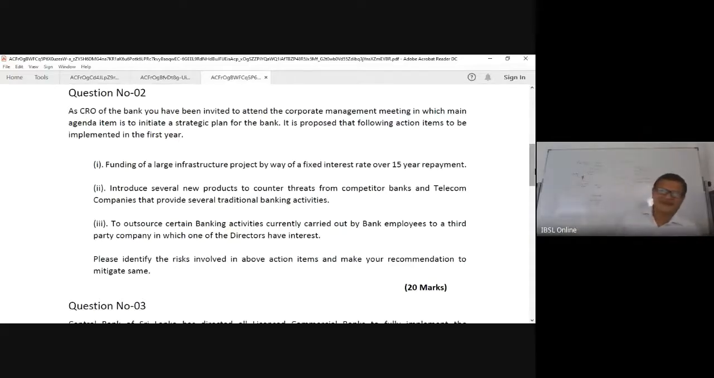So I may need to erase what we have done in the first question, because this board needs to be written in a little bit bigger handwriting, so let me erase the earlier one. Hopefully you may have already written down this answer to the first question.